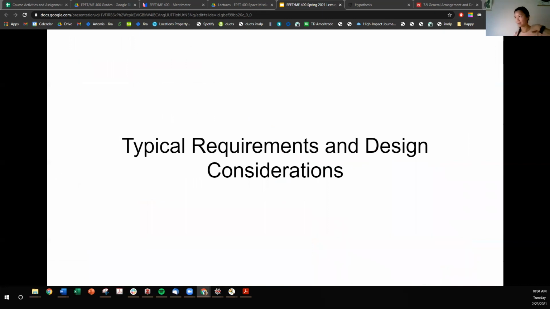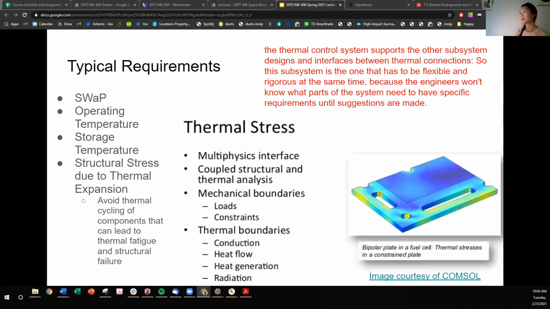Wow, okay. So now, let's talk about typical requirements and design considerations. Typical requirements for the thermal subsystem. As always, you want to think about size, weight, and power. You want to think about the component's operating temperature range and storage temperature range. And you also want to consider the structural stress due to thermal expansion.